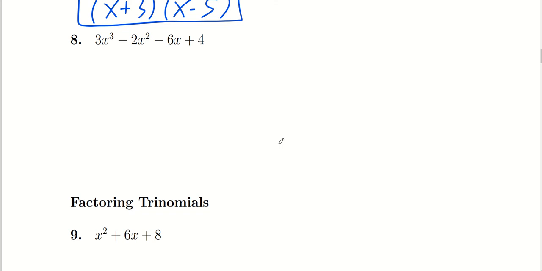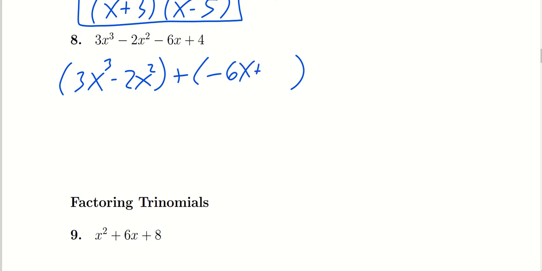Let's take a look at the next one. There is no GCF, nothing that's common to all of these, so we can't do anything there. We do have 4 terms, so let's try again to do a factor by grouping. I always do it by putting two grouping symbols with a plus sign in between, and then just plugging the terms in as you see them into each grouping symbol.